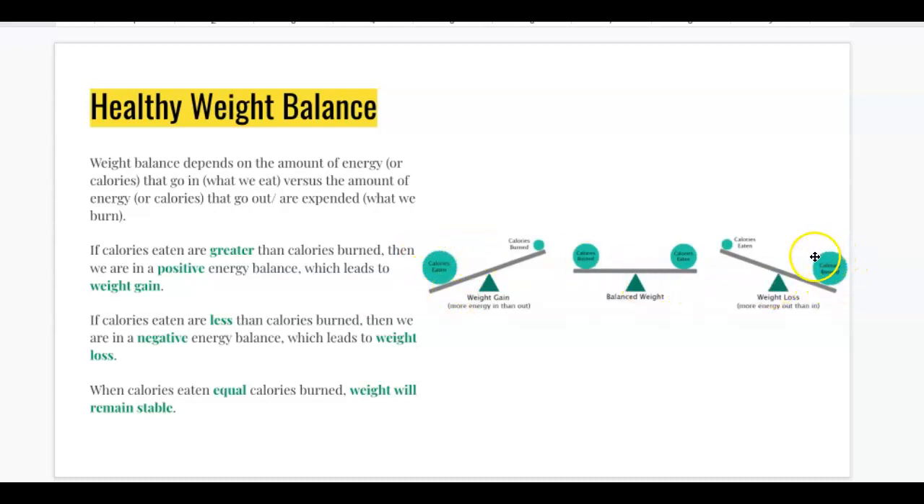On the other hand, if calories burned is greater than the calories eaten, so calories burned is going to be more prominent than the calories eaten, that is what we call a negative energy balance. We have more energy going out than energy that's coming in, and that's going to result in weight loss. Finally, if calories burned and calories eaten are equivalent, weight is going to remain stable.